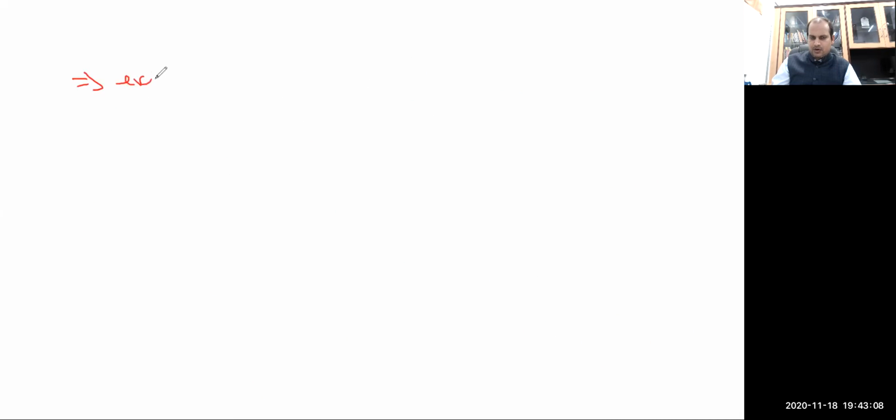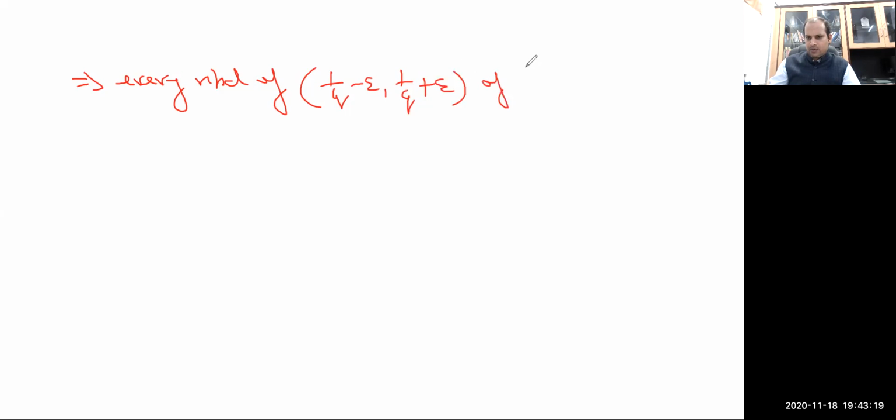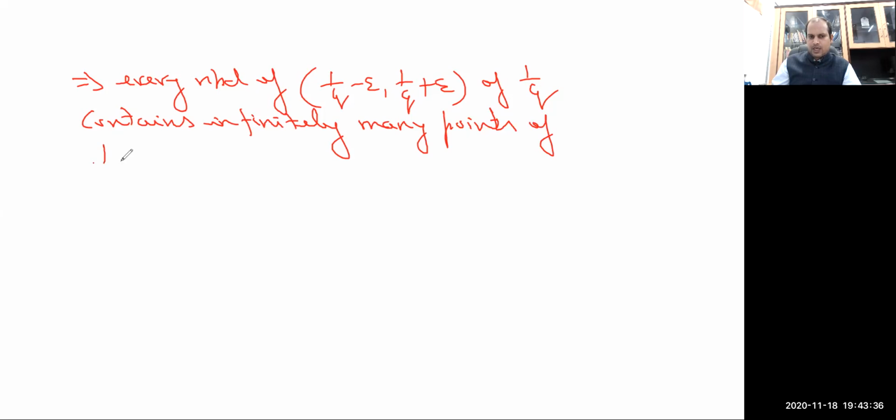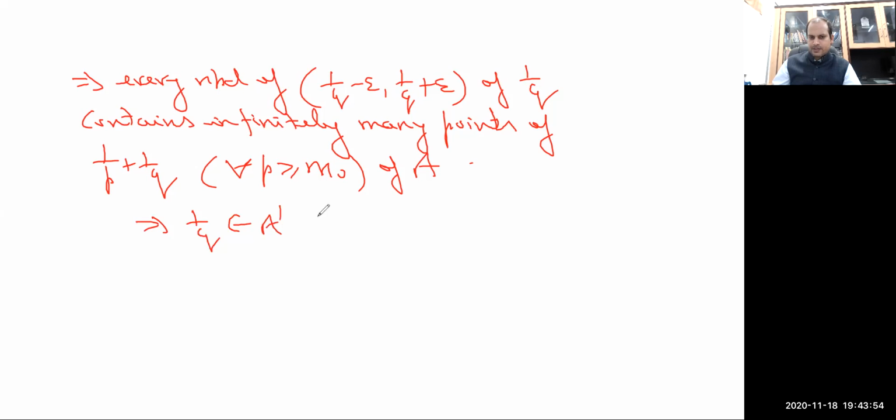So this implies that every neighborhood of 1 by q, that is 1 by q minus epsilon, 1 by q plus epsilon, contains infinitely many members of the type 1 by p plus 1 by q for every p greater than or equal to, say, m naught, of A. So this implies that 1 by q belongs to the derived set A dash for every q belonging to the set of natural numbers.